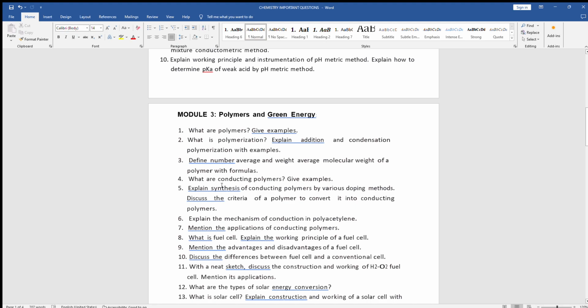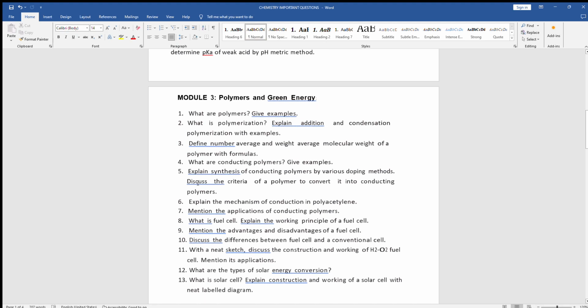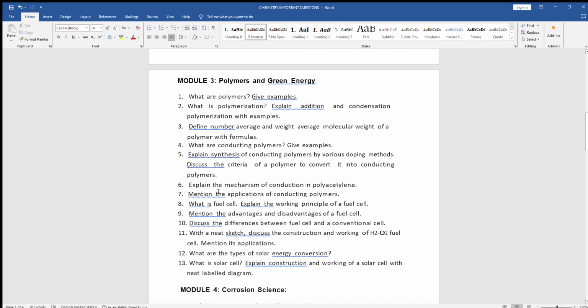Fourth one, what are conducting polymers? Give example. Fifth one, explain synthesis of conducting polymers by various doping methods. Discuss the criteria of a polymer to convert it into conducting polymers. Sixth one, explain the mechanism of conduction in polyacetylene. Seventh one, mention the applications of conducting polymers.